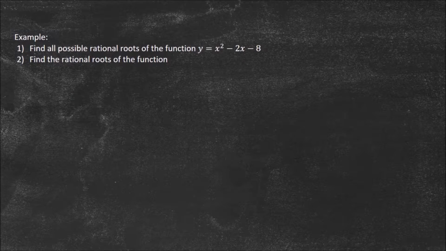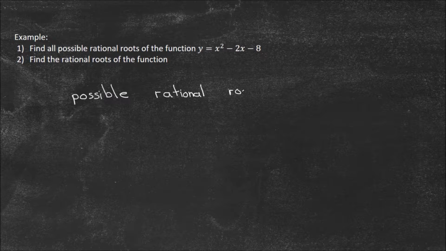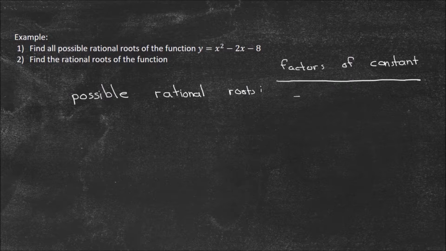So here we have our example, and it says find all possible rational roots of the function x squared minus 2x minus 8. So now we're going to remember the rational root theorem. So let me write down here. It says that possible rational roots can be factors of the constant. So factors of the constant here. Constant is the 8, is the negative 8 actually. So factors of the constant divided by factors of the leading coefficient. I'll just write LC for that. So factors of LC.